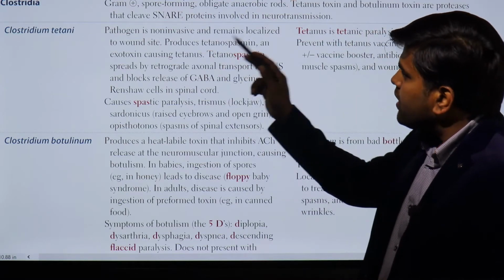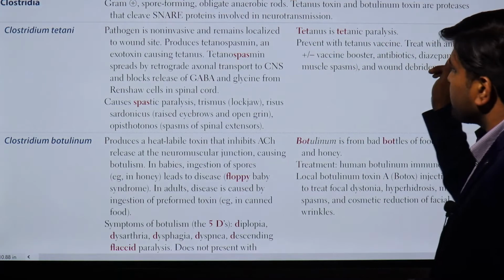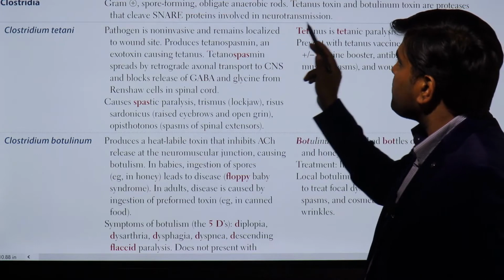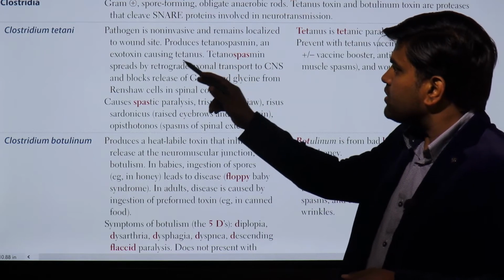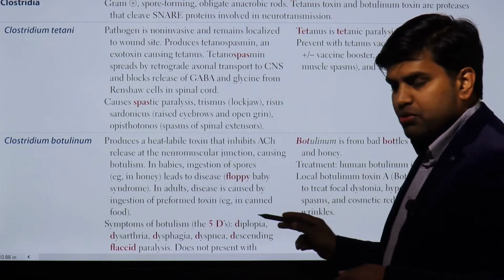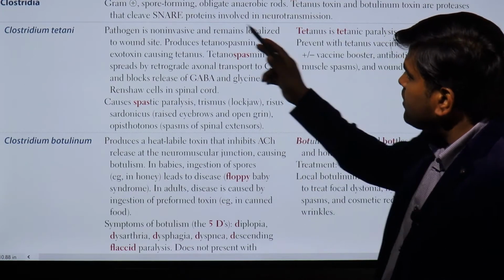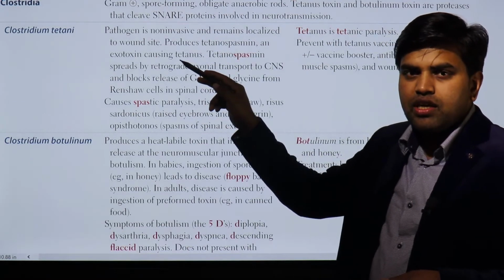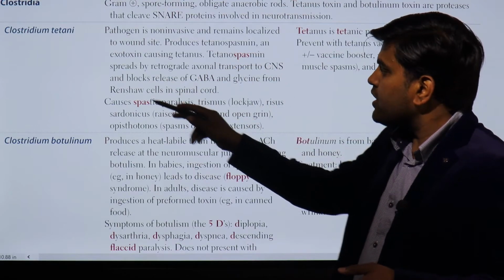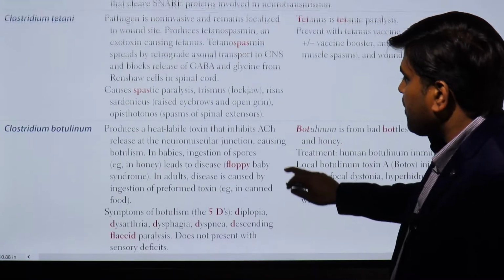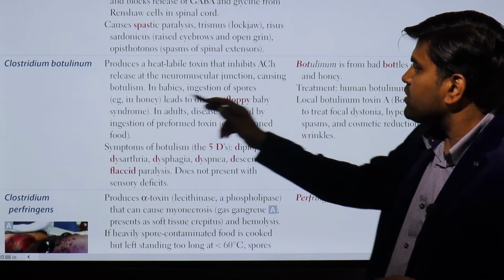Clostridium is a gram-positive spore-forming obligate anaerobic rod. Tetanus toxin and botulinum toxin are proteases that cleave the SNARE proteins involved in neurotransmission. We previously discussed that both tetanospasmin and botulinum toxin are proteases in nature, enzymes that cleave the SNARE protein. What is the SNARE protein? It is usually a protein that helps in the release of neurotransmitters. Tetanus toxin acts on the Renshaw cell, whereas Clostridium botulinum toxin inhibits acetylcholine release at the neuromuscular junction and causes botulism.